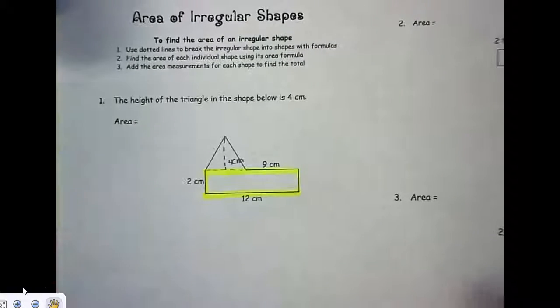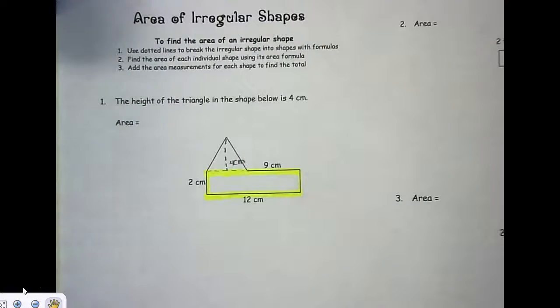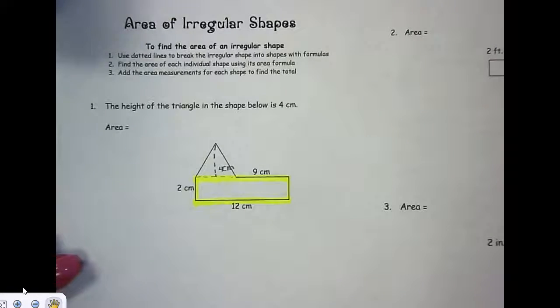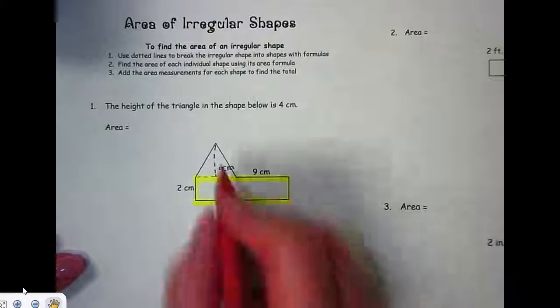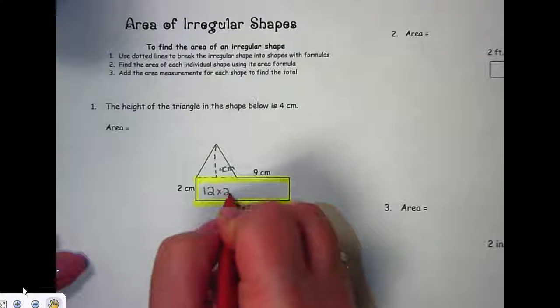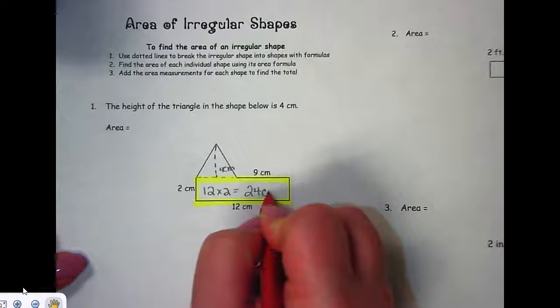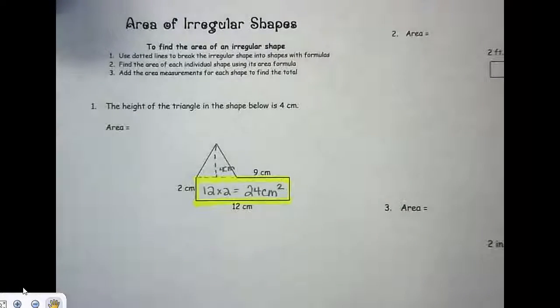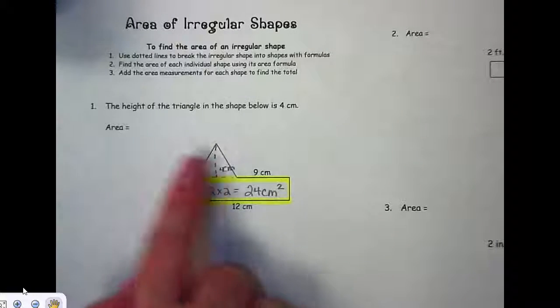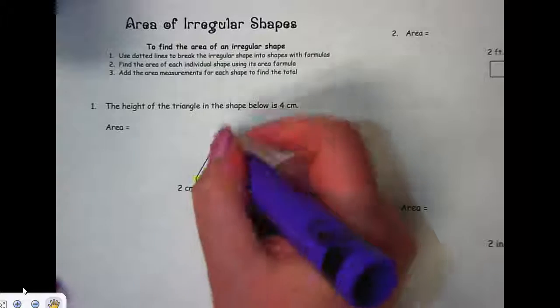What are we going to multiply together to find the area of the rectangle? Because I see 3 different numbers that have to do with that rectangle. What is the base and the height of that rectangle? Yes, so 12 times 2 equals 24 centimeters squared. So that one was pretty easy. All right, we see the height of the triangle is 4, so the height is 4.